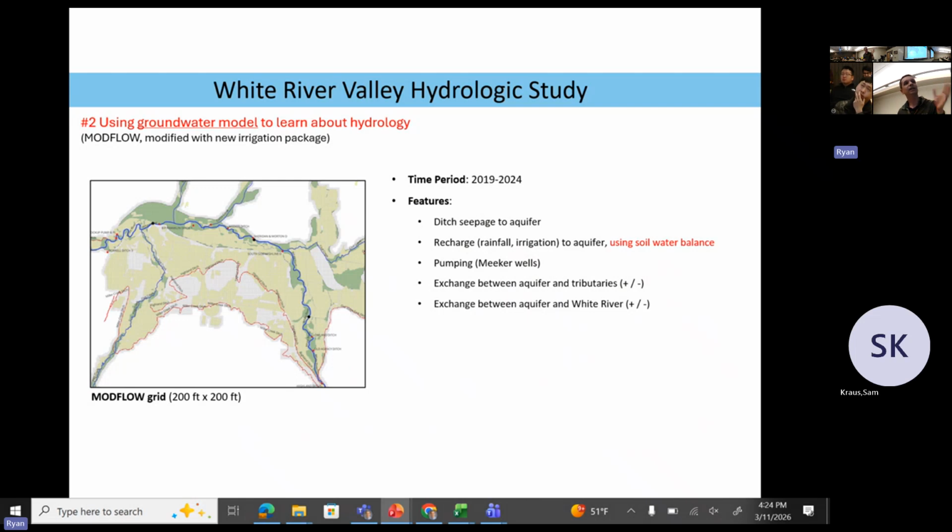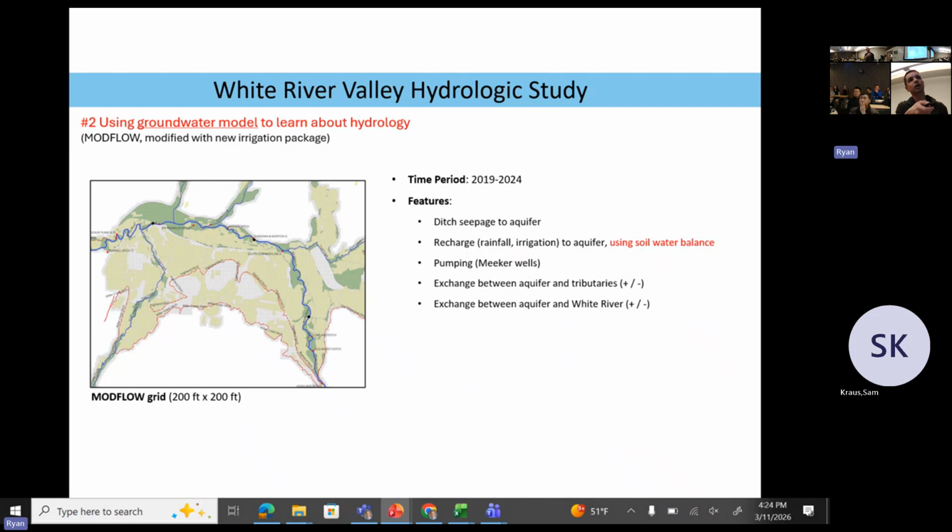So the second method we used to learn about hydrology was to develop a MODFLOW model using a grid of 200 feet by 200 feet. Again, for each of those individual small grid cells, we're doing a water balance for each day using MODFLOW. Some features: we're doing ditch seepage to the aquifer. So these red lines are the ditches. So we're simulating seepage into the aquifer along those lines.